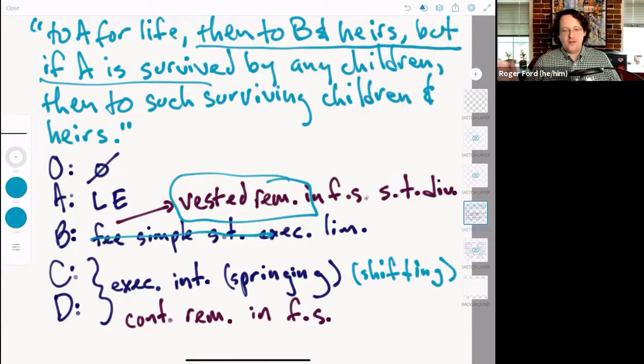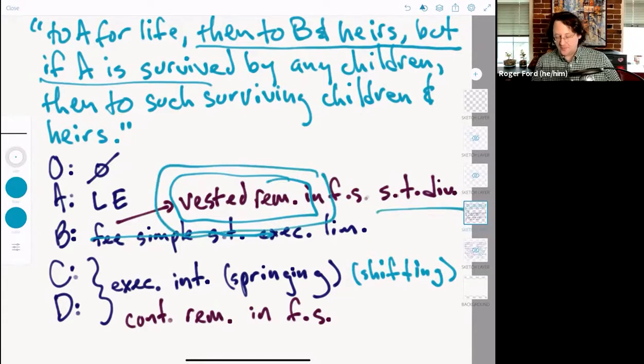To A for life, then to B. But if some other stuff happens, then to someone else. This is sort of one of those ultra formalist areas where we look at the grammar and the sequencing of the grants in the text, right? So the text makes this a vested remainder subject to divestment. It's vested because there's no condition precedent in the text. There's nothing that has to happen in the text before B gets it other than the end of the previous estate. But there is something that can take it away later.